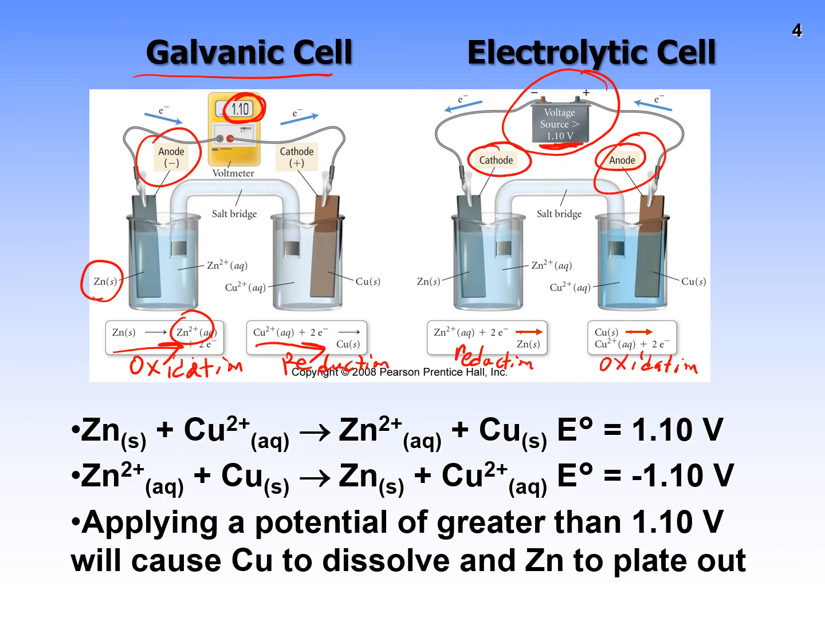The cathode's still where reduction occurs, but now the opposite reaction that didn't want to occur originally is now occurring, and we're forcing a non-spontaneous process. The electrolytic cell has a negative 1.1 volt cell potential, which means that we need to have a battery or an external power source that has more than 1.1 volts. This will cause the reverse reaction to occur.